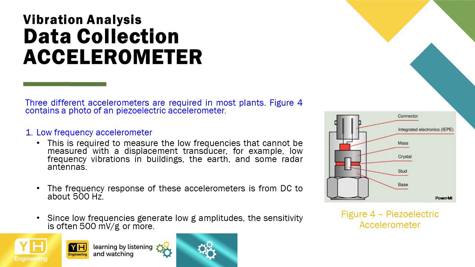This is required to measure the low frequencies that cannot be measured with a displacement transducer, for example, low-frequency vibrations in buildings, the earth, and some radar antennas. The frequency response of these accelerometers is from DC to about 500 Hz. Since low frequencies generate low G amplitudes, the sensitivity is often 500 mV per G or more.